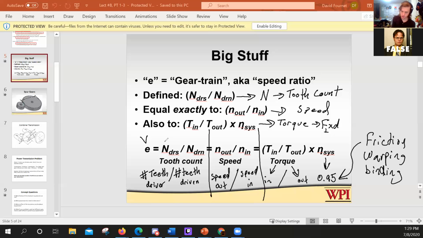Basically, gear ratio is equal to the number of teeth driver divided by the number of teeth driven, which is equal to speed out over speed in, which is equal to torque in over torque out times efficiency. And in terms of efficiency, that's the efficiency of the system, which can be affected by friction, warping, binding, and some other things, which basically just means any imperfections in your system. And for now, we're just going to say that efficiency is 0.95, which is 95% efficient, which is hopeful.